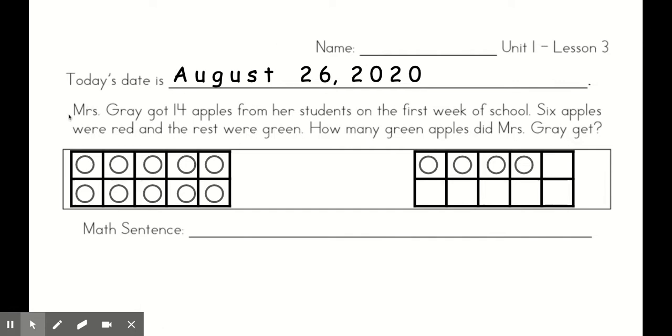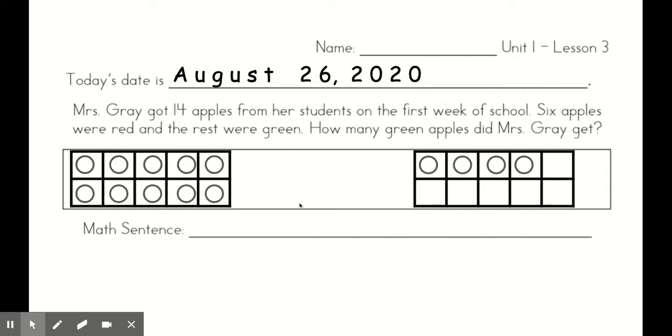And you have this word problem. Mrs. Gray got 14 apples from her students on the first week of school. 6 apples were red and the rest were green. How many green apples did Mrs. Gray get? So you're first given the total number of apples. So use your 10 frame, draw 2. You'll need 2 because you have greater than 10 and less than 20.